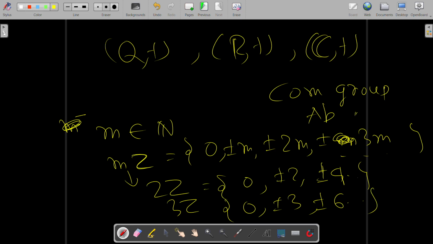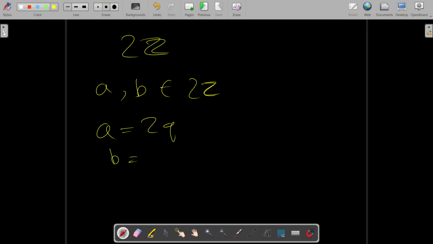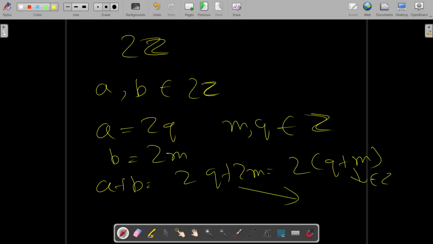Okay. So if I want to prove 2Z is a commutative group, we simply take two elements a, b belonging to 2Z, then they will be of the form a equals 2q, b equals 2m, where m and q belong to Z, the set of integers. Then a plus b equals 2q plus 2m, which equals 2 into (q plus m). Now q plus m clearly belongs to Z, so this term belongs to 2Z, so the closure property is satisfied.